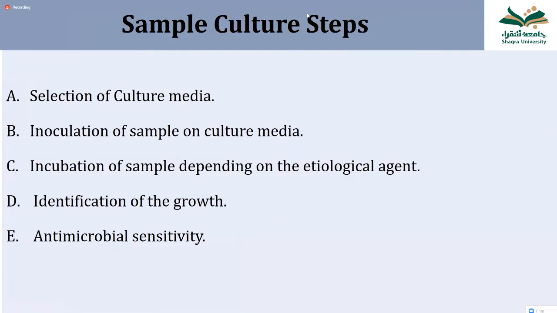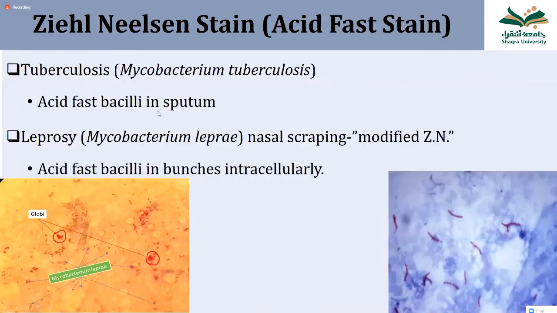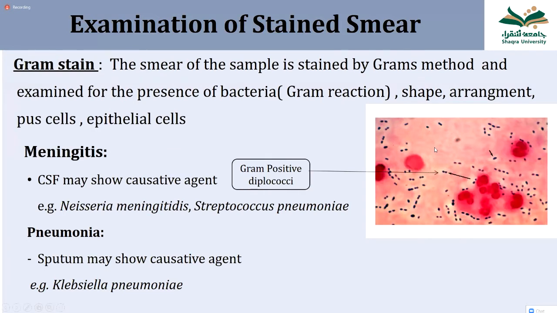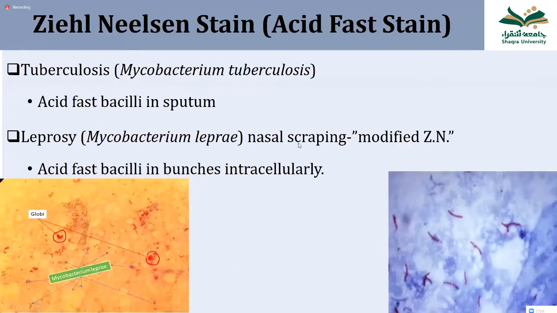Then comes the culture. Culture is a very specific test and a very good test, but the problem with the culture is that it takes time. It takes 24 to 48 hours, meaning 1 or 2 days. But if you use the staining, it is fast. Within 1 hour you can know whether it is gram-positive bacteria or gram-negative bacteria.